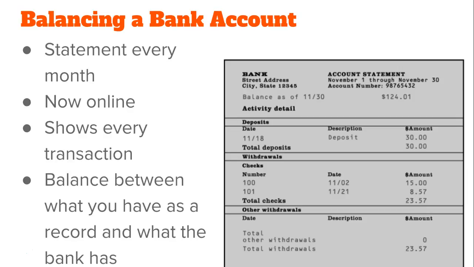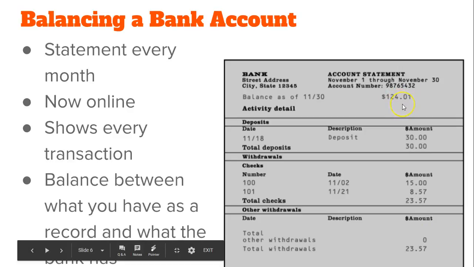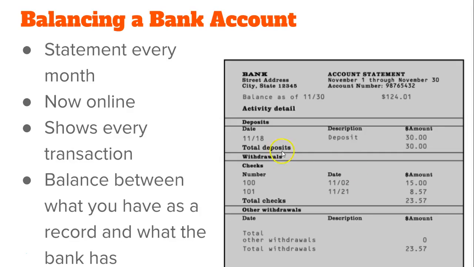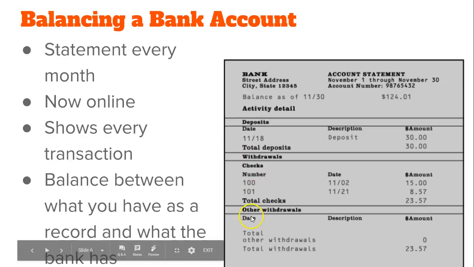And at the top, it tells you the balance of what you have in your account based on that particular date. So what you have to do is make sure that the balance that the bank has matches the balance that you have on this. A bank account statement is also going to help you organize. So they have all the deposits listed, they have all the withdrawals listed, and then they have any other withdrawals that are taken out as well. This could also be where ATM withdrawals could come from.